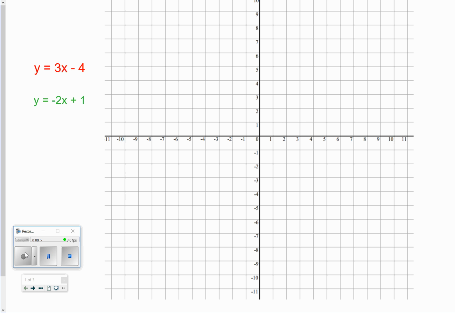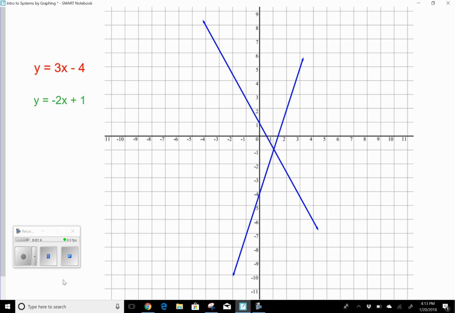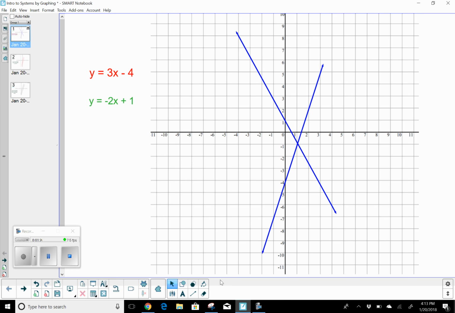So suppose you were told to find the solution to the system given these 2 equations, y equals 3x minus 4 and y equals negative 2x plus 1. The first thing you would do is graph the 2 lines. So there's y equals 3x minus 4, and here is y equals negative 2x plus 1. Before I really even say anything else, where is the solution to the system? If you were thinking like a pirate and you thought X marks the spot, that would be very good.